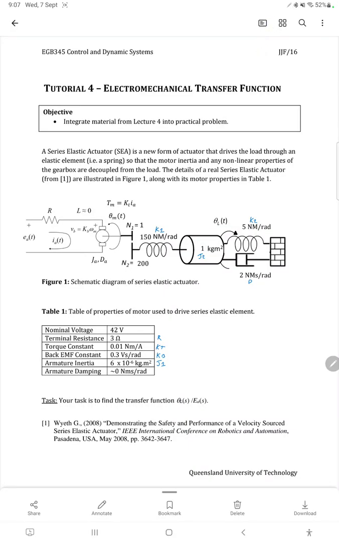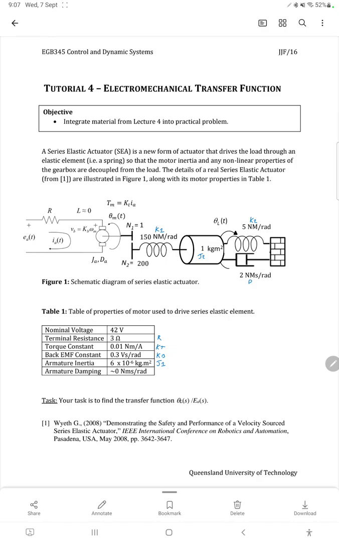Question 4 is an electric motor running through a gearbox into a mass of some sort. We need to find the transfer function that is output angle of the system, theta L, over input velocity EA.